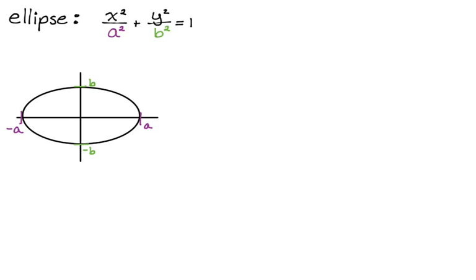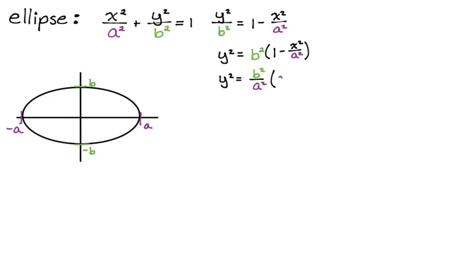So I'm going to go to the equation and solve for y. I'm going to move the x squared over a squared over, and multiply by b squared. I'm actually going to factor 1 over a squared out of everything on the inside of the parentheses. So I'll have b squared over a squared. If I factor 1 over a squared out of 1, I end up with a squared, and then minus x squared. Then I need to take the square root of both sides, so y is plus or minus b over a, square root of a squared minus x squared.